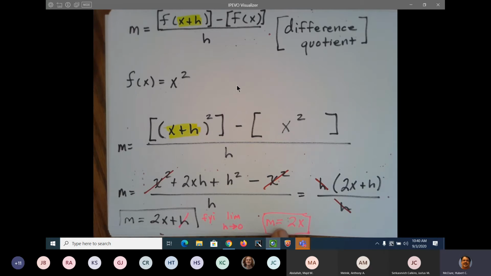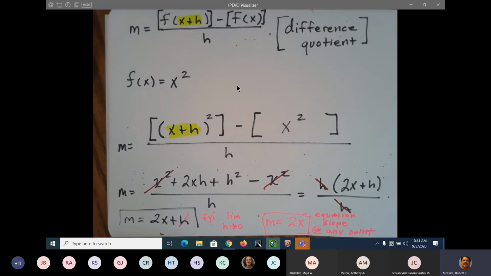Now, that is this right here, and I want you to write this down. This right here is the equation for the slope at any point. The equation of the slope at any point.